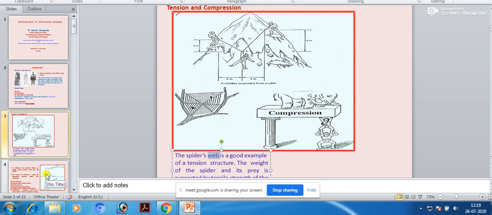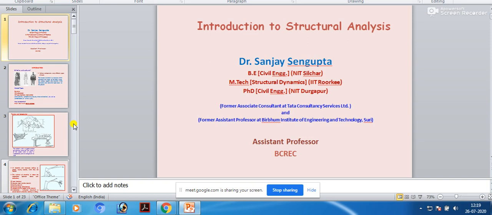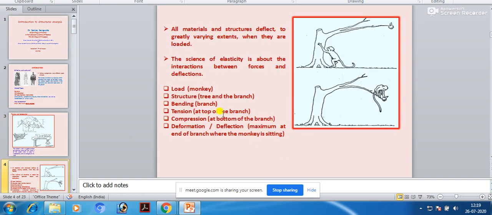Now let's go to the next example. It's a very good example. A monkey is trying to go up a tree to eat the fruit. So you see, this monkey will climb up this and that, and it will go and catch hold of this. What are you seeing from this? What is this example showing you? This example is basically showing you that all materials and structures deflect.